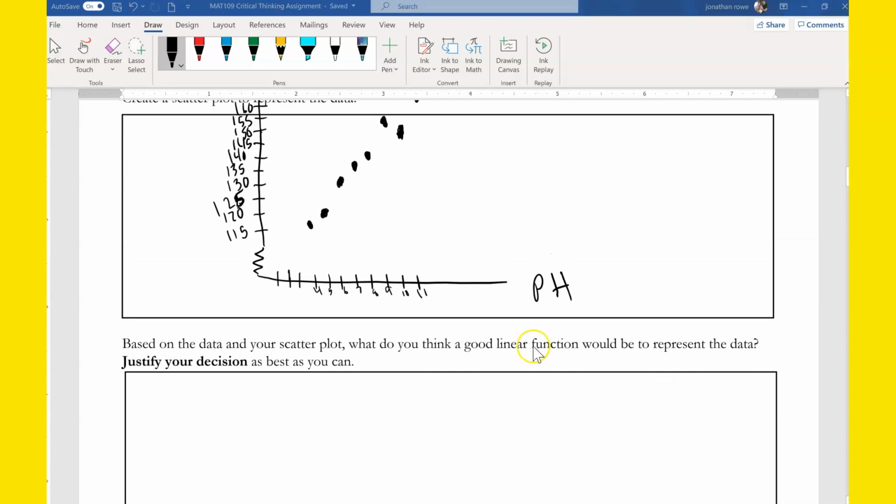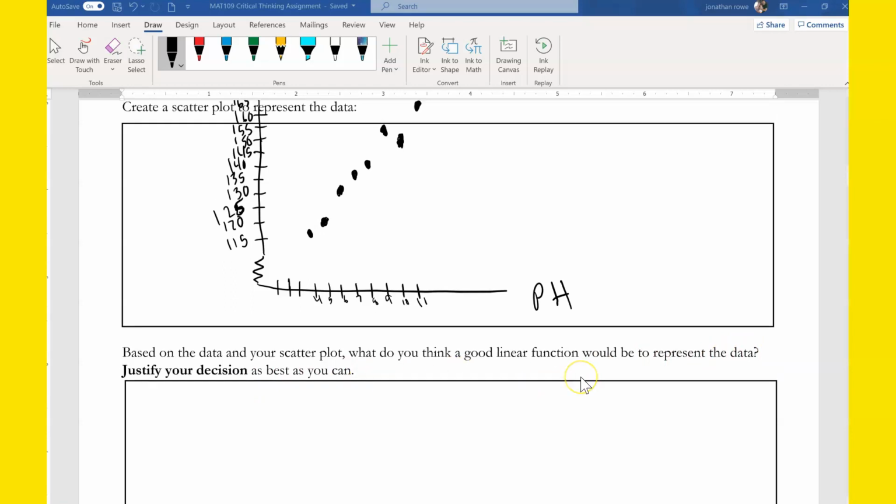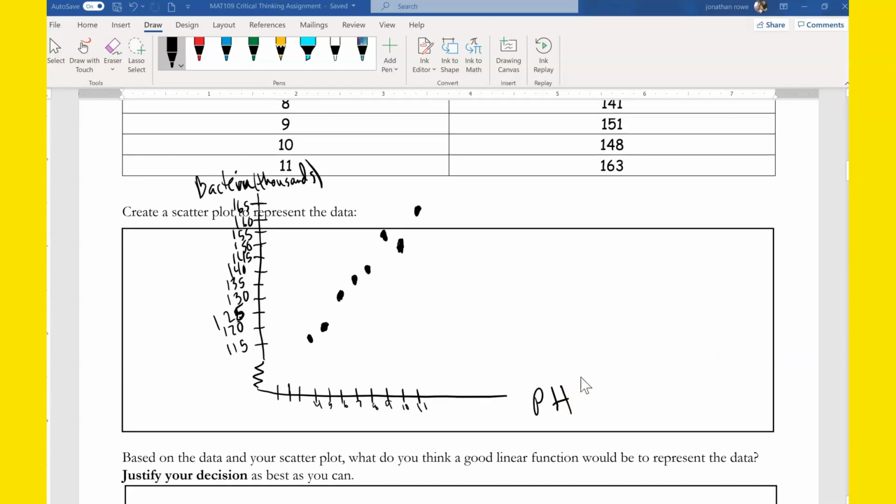Based on the data and your scatter plot, what do you think a good linear function would be to represent the data? Justify your decision as best you can. What we want to do here is eyeball a line that goes through the middle of these points. The line can't go through all the points, but it just needs to split them. If I was trying to do that, I might do something like that, and that wouldn't be too bad of an estimate to split those points.